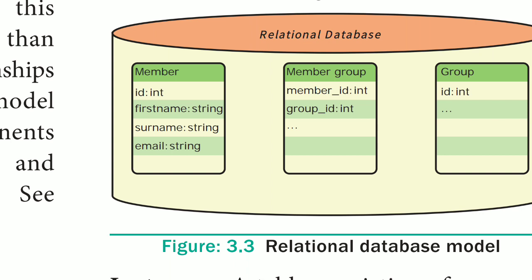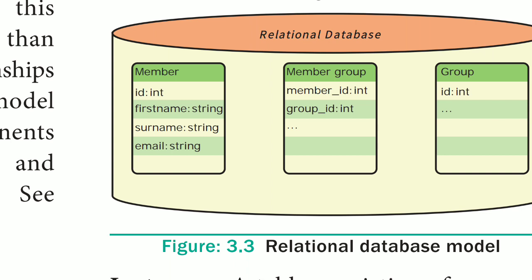An instant is a table consisting of rows and columns. Schema is the structure including the name and type of each column. So here you can see that the schema in the member table, or member instant, is id, first name, surname, and email. So these are all the schemas in member instant.